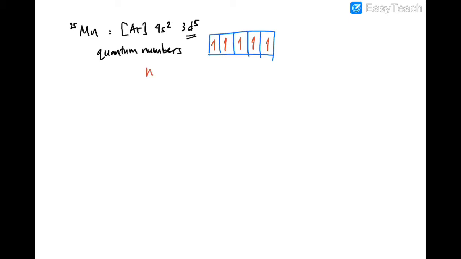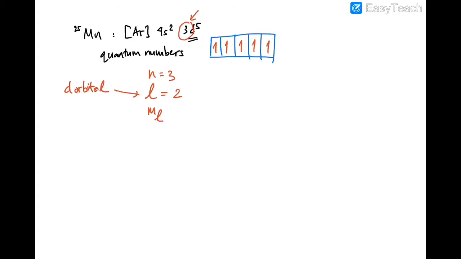So the n obviously is 3, because this is the number of n. And the L, d orbital, corresponds to L equal to 2. Okay? While the ML, in this case, could be -2, -1, 0, +1, and +2. So any of these would be correct for the electrons in 3d5.